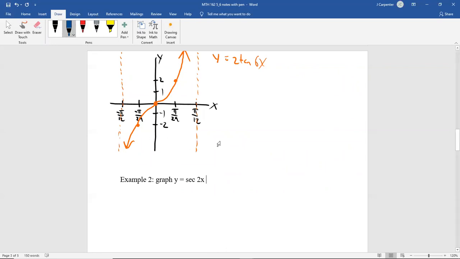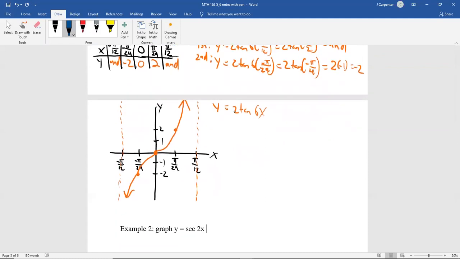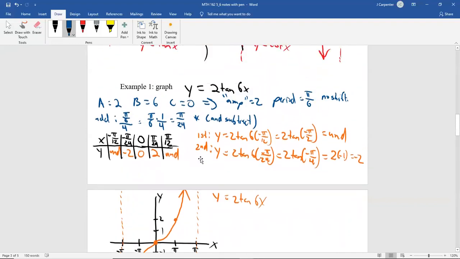Still a good idea to identify your a's, b's, and c's like I did last time. For this, there is no a written, so it has to be 1. There is a value in front of the x. Sorry, I'm looking at x, so I was about to write it, and that's a 2. There is no plus or minus number, so there is no c, which means there'll be no shift. Your c is 0. I'm just trying to keep things organized in the same way.